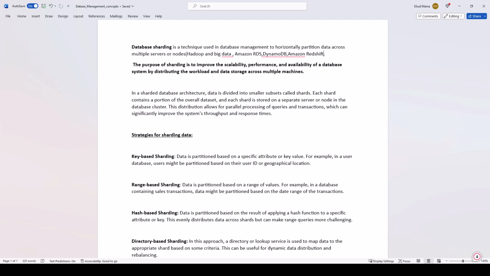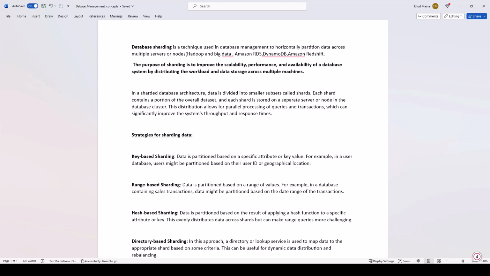So you can use sharding in some of the AWS services that we have, especially Amazon RDS, the Relational Database Service. So you can deploy a sharded database architecture using Amazon RDS for popular relational databases like MySQL, Postgres SQL, or SQL Server. So you would typically set up multiple database instances, each representing a shard, and manage data distribution, replication, and failover across instances.